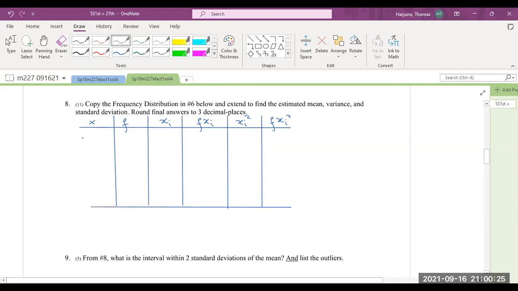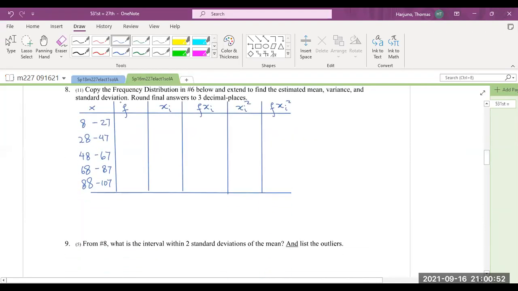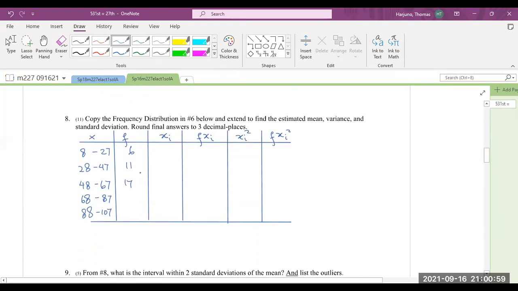The thing is, if you use a calculator, you may end up spending more time typing numbers in. That could be the case. The frequencies are 6, 11, 17, 13, and 6. When I add, that's 53. 35 divided by 2 is 17.5.